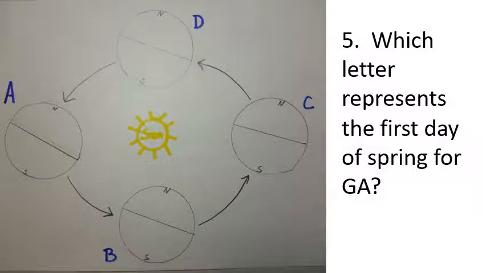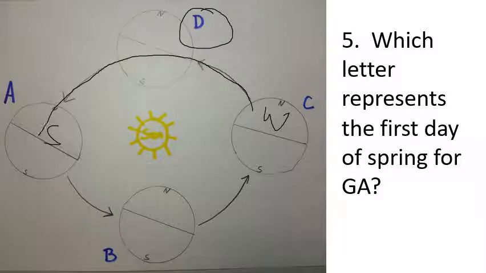Which letter represents the first day of spring? Well, we just said the spring equinox is over here. That's D. That's when we start spring because this was winter, this is summer, and we know that spring is in between. So as the earth is going from winter, it goes into spring before it gets to summer.